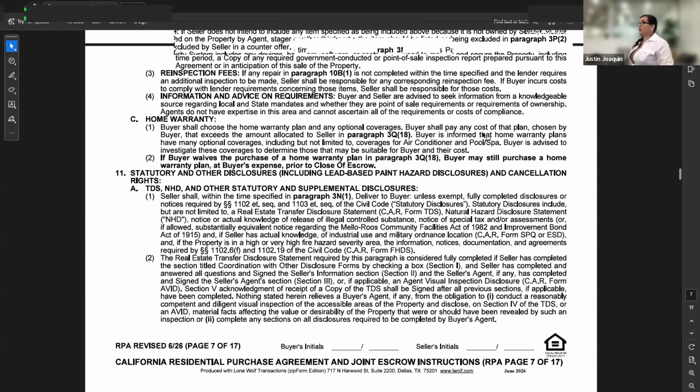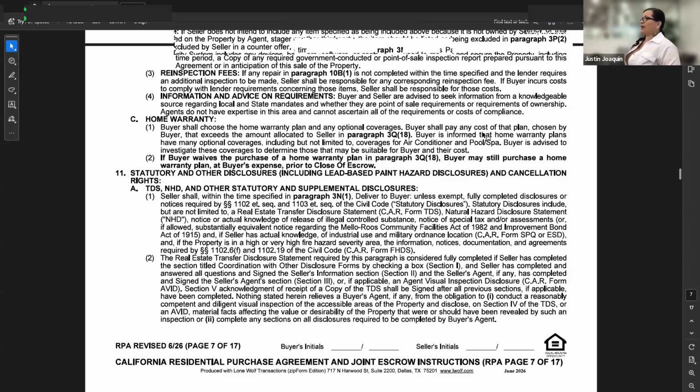I think I saw one the other day. It was like $300 because it was a multifamily unit property. Who pays for that? How is that the buyer's fault? It's not the buyer's fault. Seller, remember in the grid, we said you had X number of days to make sure they're installed. So it says if it's not completed and the lender requires an additional inspection to be made, seller shall be responsible for any corresponding reinspection fee. If buyer incurs those costs to comply with the lender requirements concerning those items, seller shall be responsible.